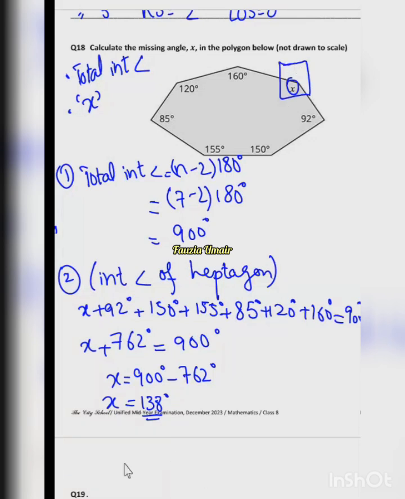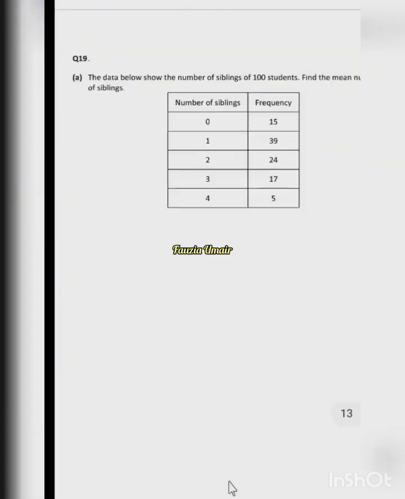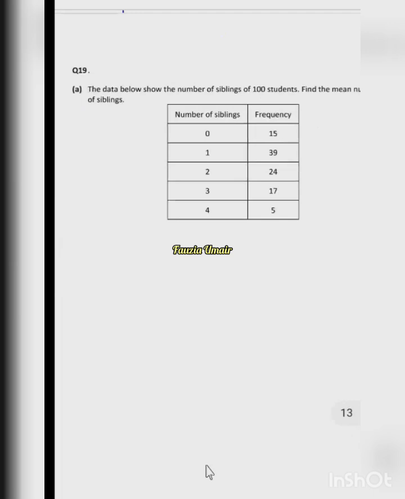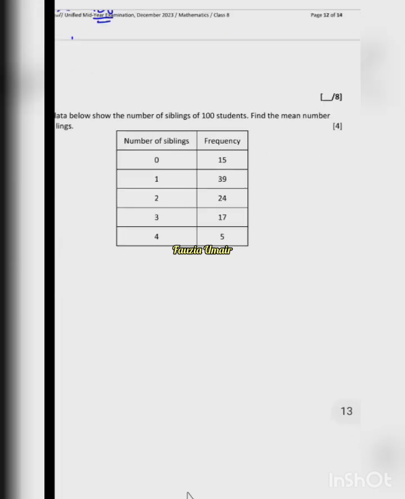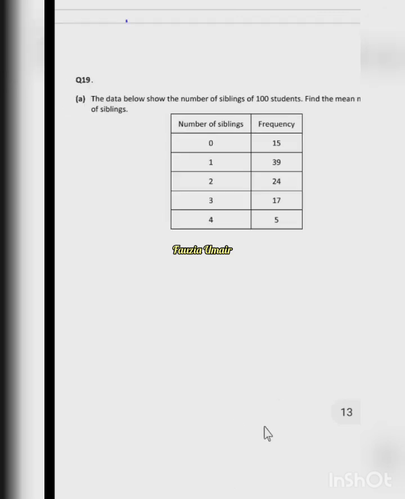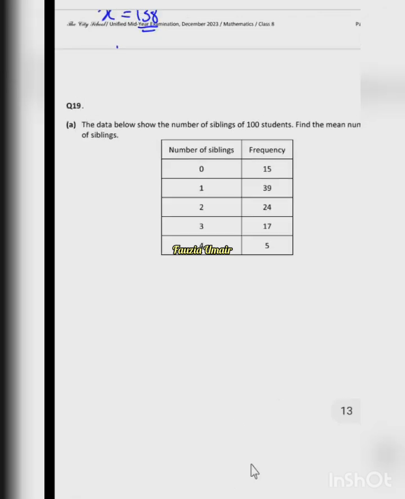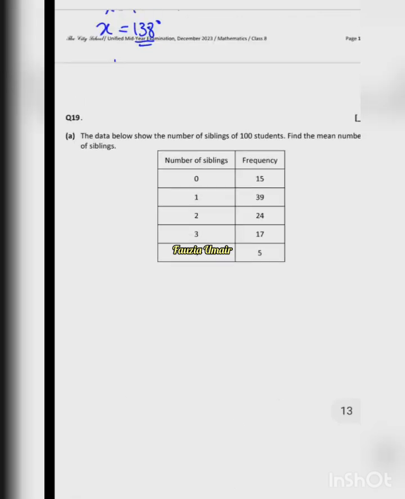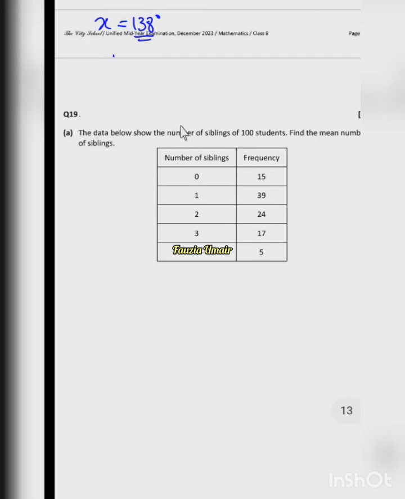All right. So now moving on to question number 19. Question number 19 is basically an 8 marks question. And both parts of this question are from the topic statistics, the last topic we have done. So the question is that this data shows the number of siblings of 100 students. Find the mean number of siblings. So basically, I need to find out x bar.